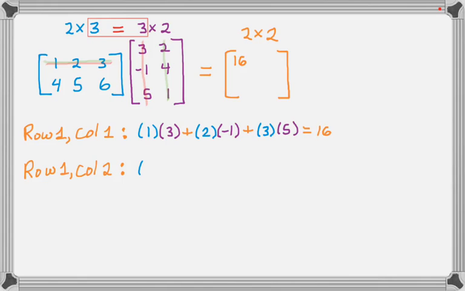So it's going to be first times first, second times second, and third times third. And then you work that out. I get 13, so you put that in row 1, column 2. And then you just keep going.